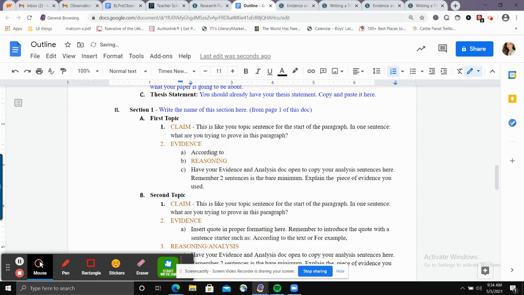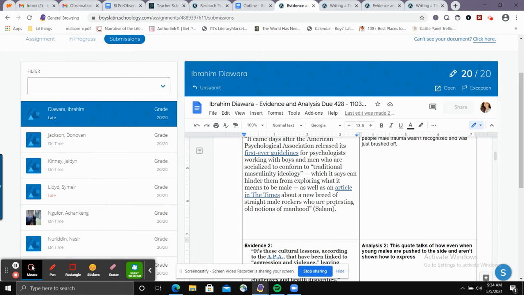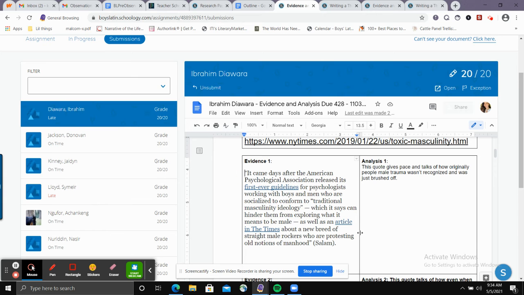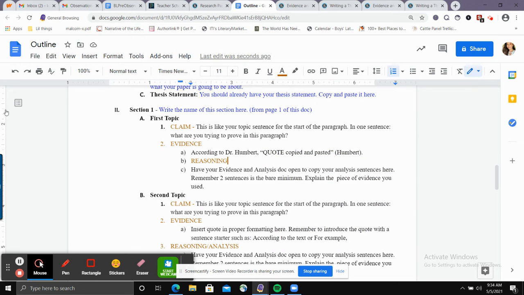According to, let's say the author's name is, I don't know, Dr. Humbert, quotes that I copied and pasted. And then his last name in parentheses. So I want you to make sure you're including a sentence starter as well as the quote and author's last name, which you don't have in this document. So you have to remember to include that sentence starter. Okay, let me undo what I just did there for the example.